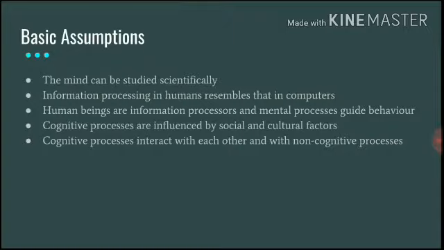All right. The third assumption that we're looking at is that human beings are information processors and mental processes guide behavior. All right. Now, there's two parts within this basic assumption. So the former being that human beings are information processors, that we have already stated in the second assumption. And the latter part of this third assumption is that mental processes guide behavior. And it works vice versa as well.